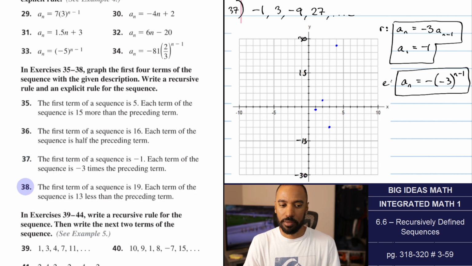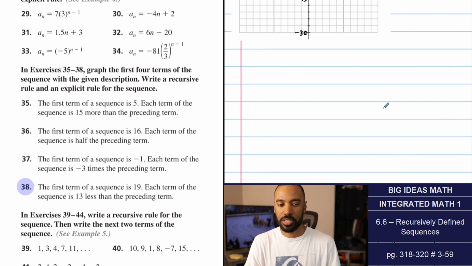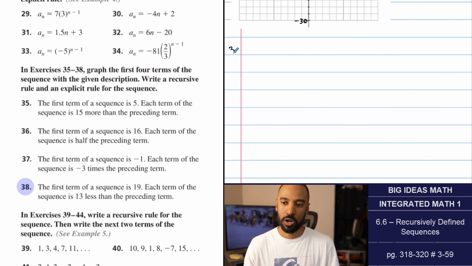Number 38, last one of these. The first term of a sequence is 19. Each term of the sequence is 13 less than the preceding term. So we are going to subtract 13 from each thing here. I actually might have trouble. 19 minus 13 is 6. 6 minus 13 is -7. -7 minus 13 is -20.